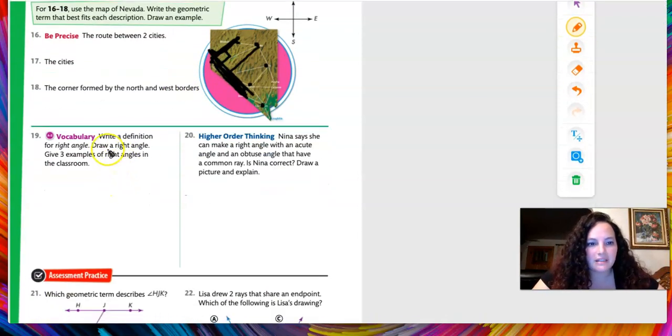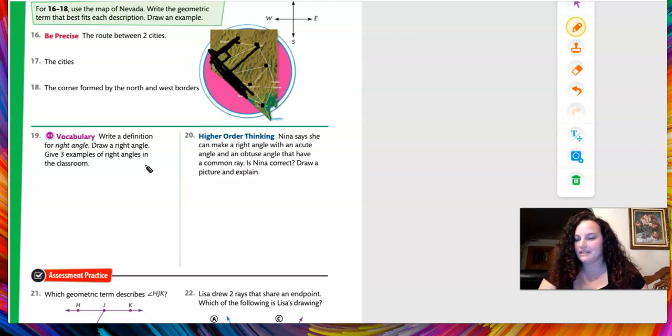Number 19, write a definition for right angle. Draw a right angle and give 3 examples of right angles in the classroom. Now you are not in the classroom right now, but you can try and find an example of a right angle somewhere in your house. Pause the video and bring it back with you to check it with what example I have.